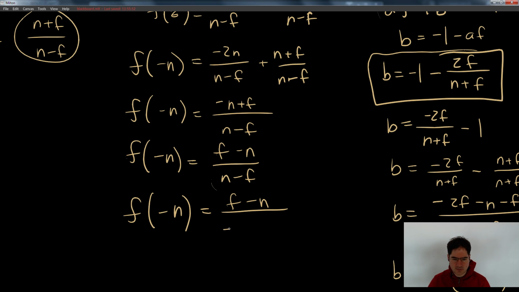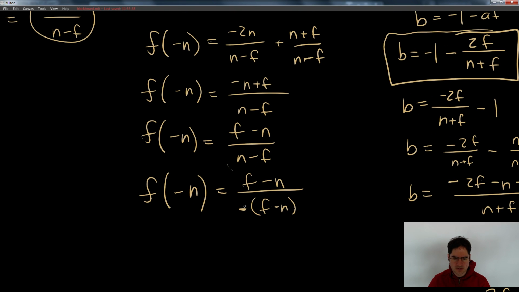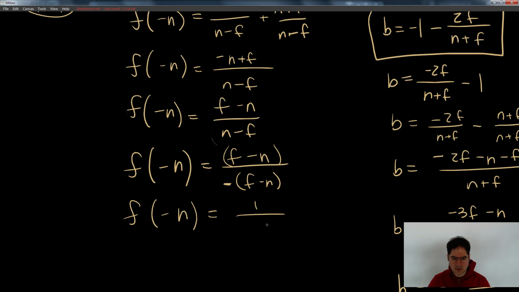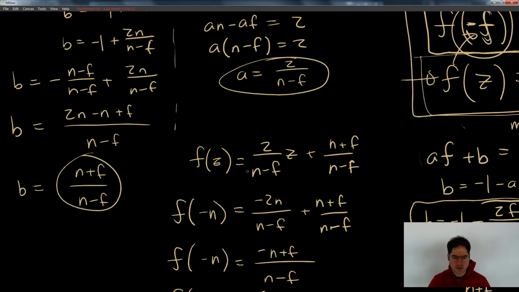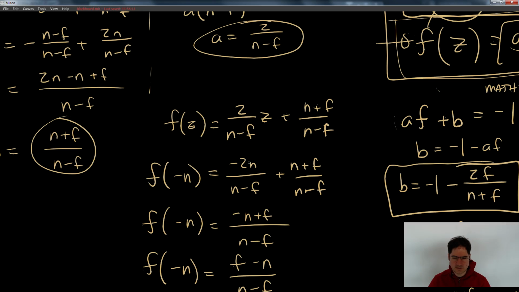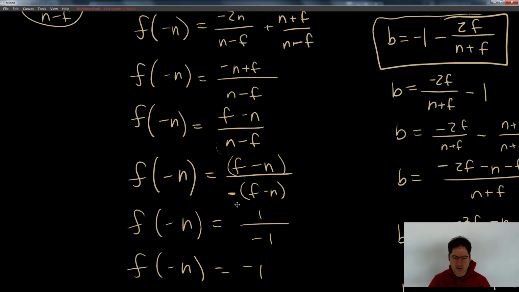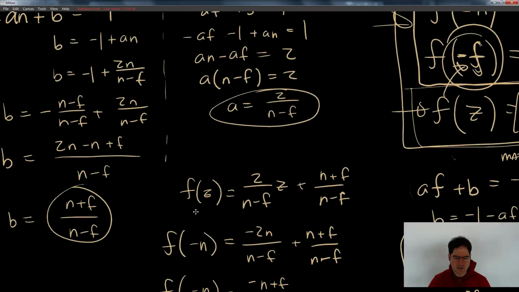If I pull out a negative here, n minus f is the same as f minus n if I pull out a negative, right? So at that point, I end up being able to cancel the terms in this case. So that ends up being a 1 over a -1, which, of course, is -1. So good on that. I got a little worried there because it just didn't look familiar to me. But hey, it ended up being correct.